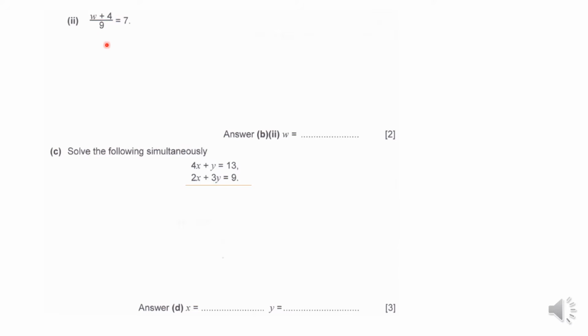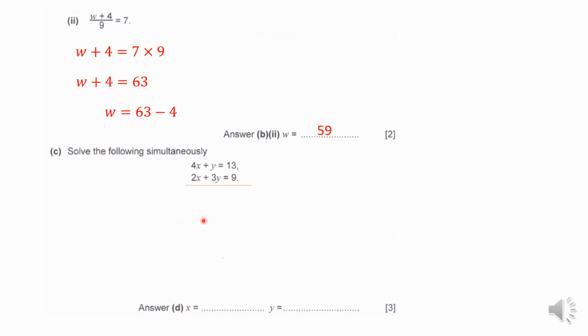Right, here you have an equation, w plus 4 over 9 equals 7. What you do here, it will be best if you clear that denominator. That means you multiply throughout by 9. So that leaves you w plus 4 here, and 7 times 9 is 63. The only thing you're supposed to do is subtract 4 from 63, and w is 59.